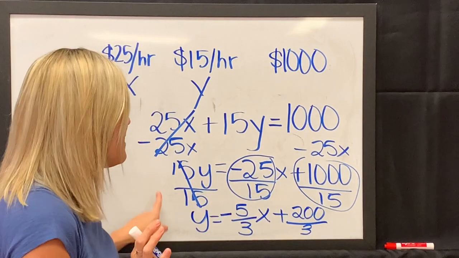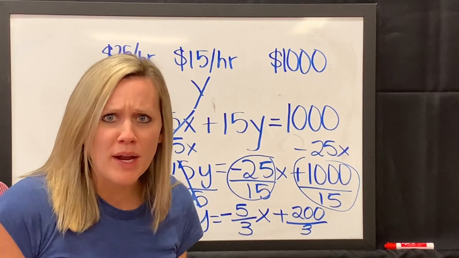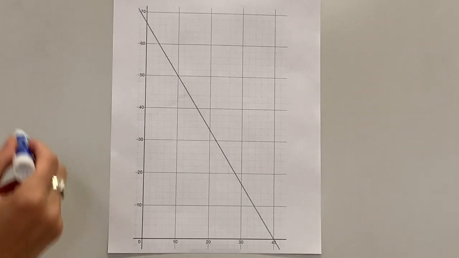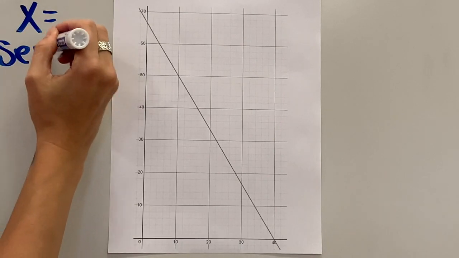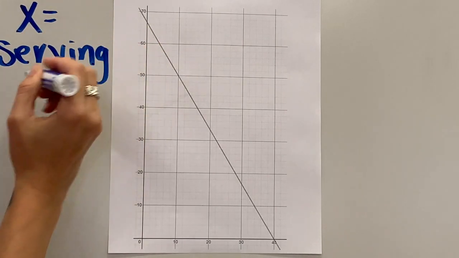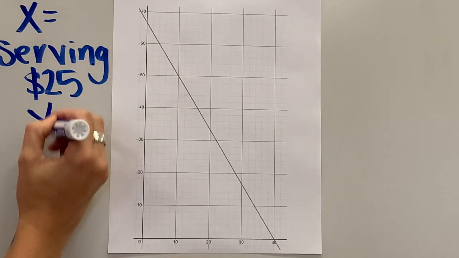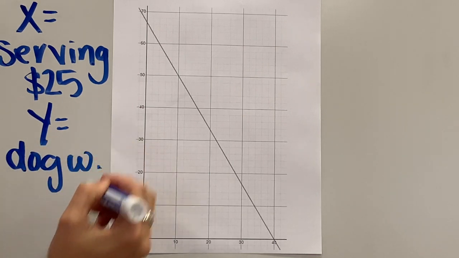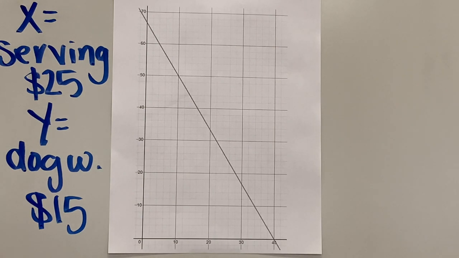Okay, I am going to graph this really quick and I'm going to show you exactly what it looks like and what it means. So here is a graph of my sister's work scenario. As we said earlier, our x was going to equal her serving job. And if you remember, she made $25 per hour. And then our Y was going to equal her dog walking. And she made $15 an hour. So let me just show you what this graph means.